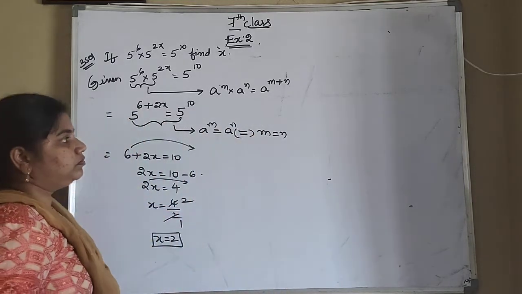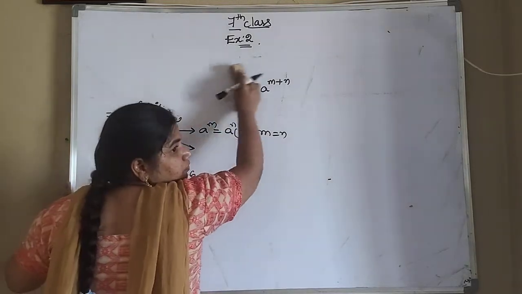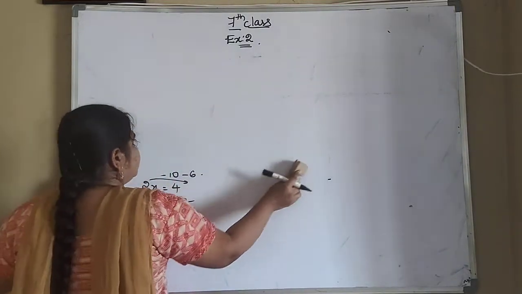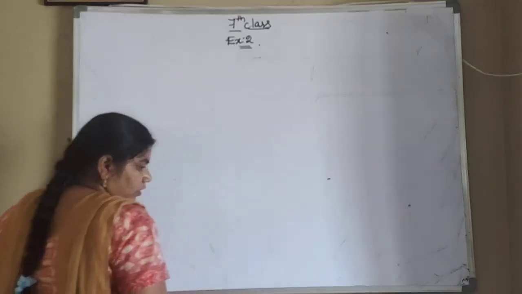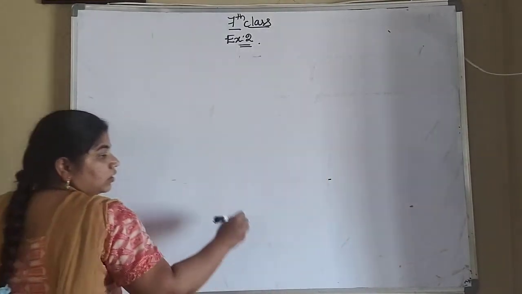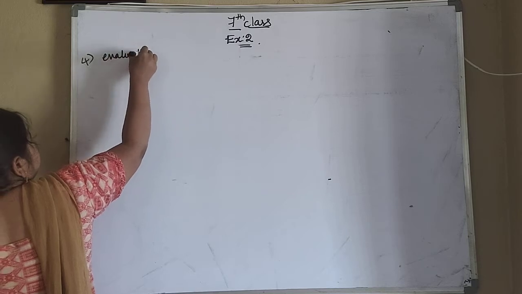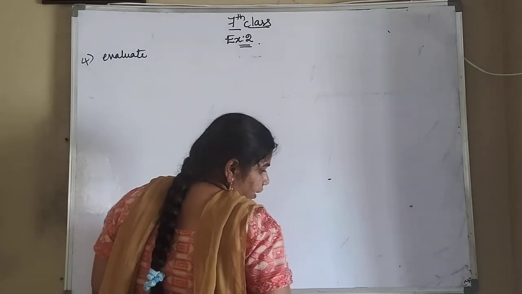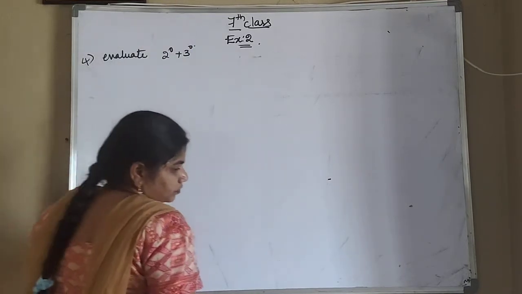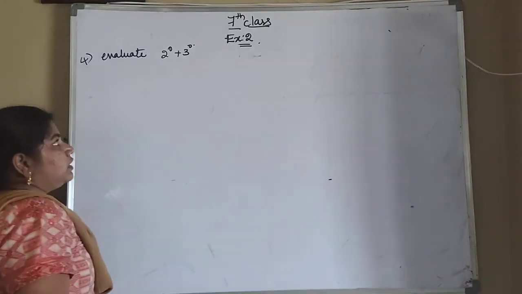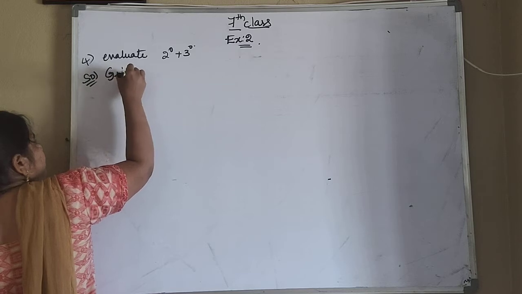Next is, so what is the next one? Fourth, that is, evaluate 2 power 0 plus 3 power 0. Okay, 2 power 0 plus 3 power 0. So what is the result of 2 power 0 and 3 power 0? We will see.